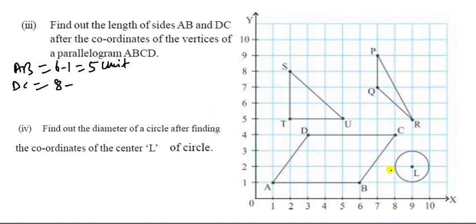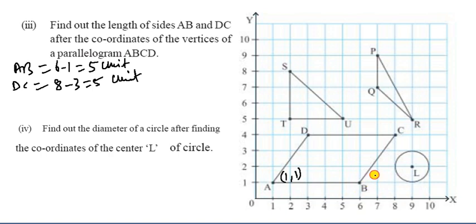And DC, how can we find DC? Where is DC? This one is DC. So DC is equal to, C point is 8, so you have to write 8 minus, and this D point is 3. So 8 minus 3, that one is 5 units. As you know, the parallel sides are both equal.